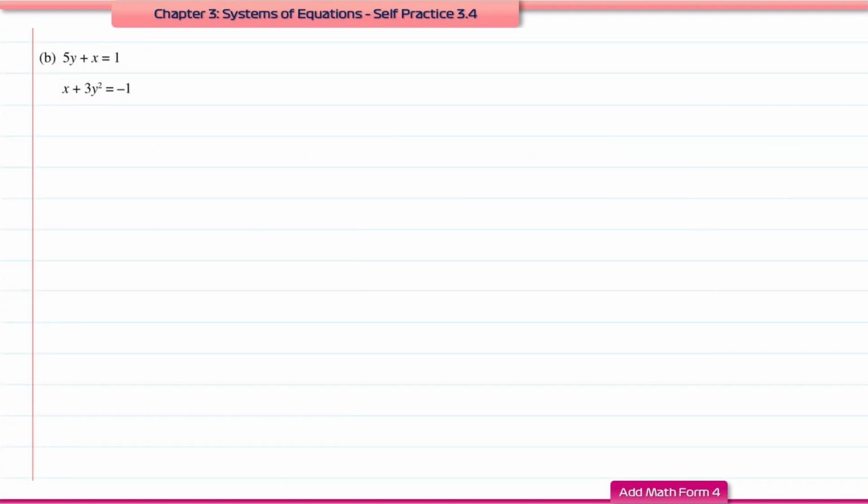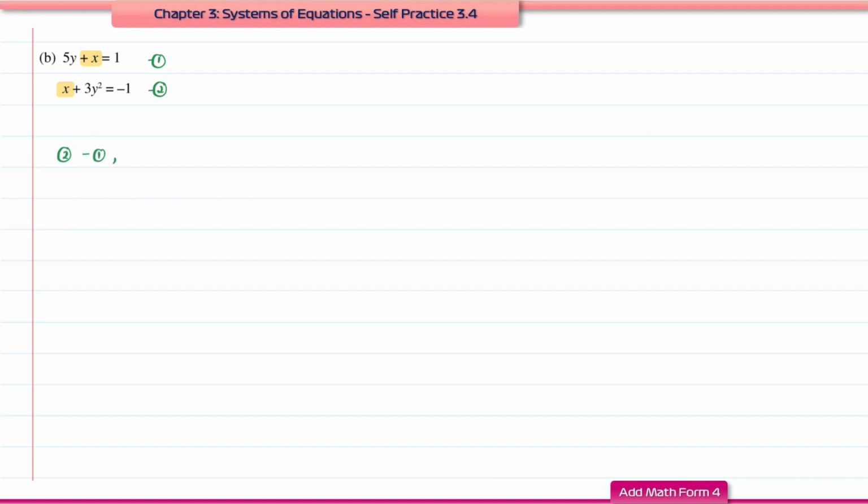Question B. So let us label the equations first. For this question, I'm going to show you how to solve this using elimination and substitution. If you look here, we already have the same value of x in equations 1 and 2, so it is convenient in this case for us to solve this using the elimination method. So we're going to eliminate the x. We're going to use equation 2 minus equation 1.